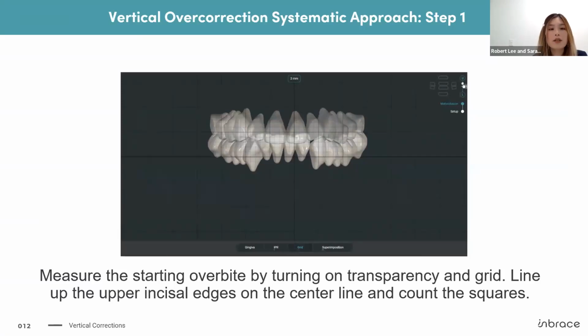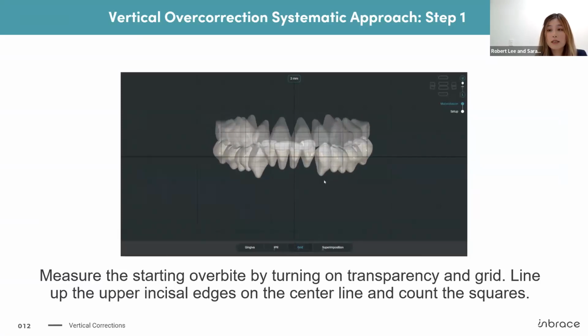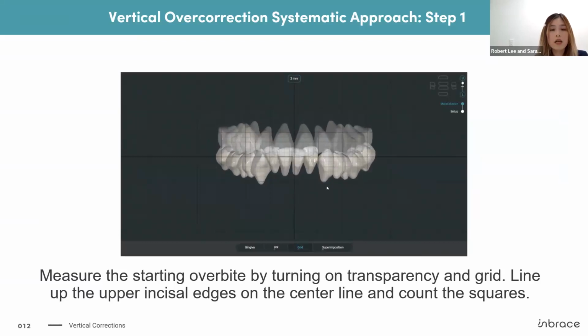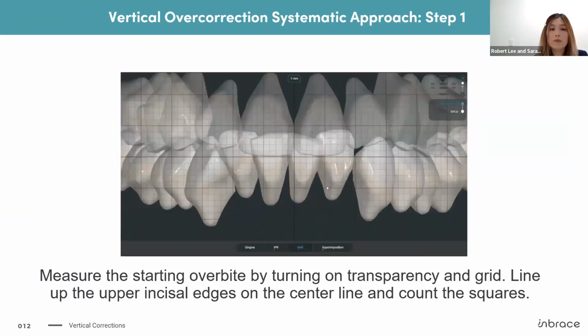So in this video, you can really see how we utilize the transparency and the grid tools. You can turn the upper arch transparent and see how much of it is overlapping on the lower incisors, and use your grid tool to help measure the amount of overbite. You can count the lines and count the squares to see what the initial overbite is. In this case, it's about a 4 millimeter overbite.